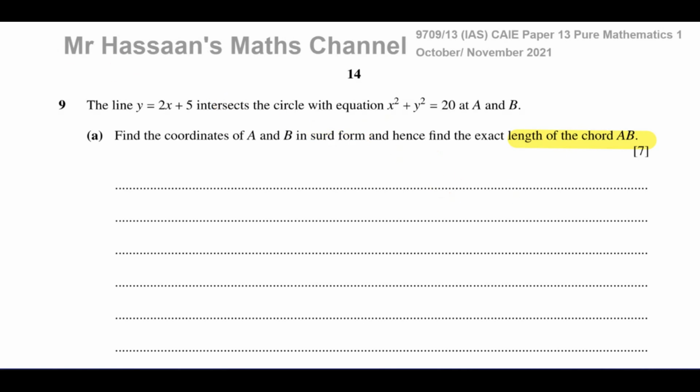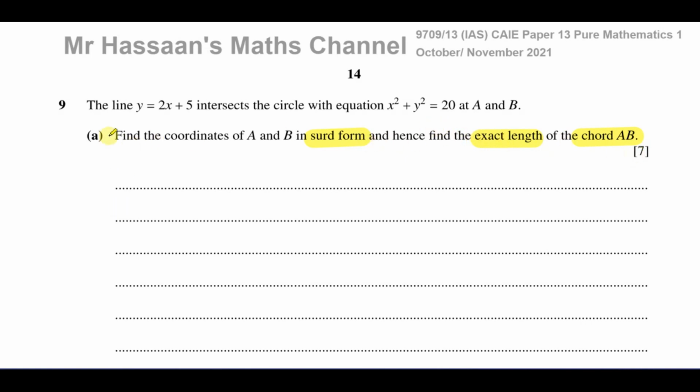So make sure you take a few seconds to read the question carefully and underline. I don't think you can use the highlighter in the exam, but underline some key points. Find the coordinates of A and B, surd form. So that's in your head now, and when you answer the question you know that you're not going to round it to 3 SF. You're going to leave it in exact form. And then find the exact length of the chord AB. So you know that there's something else to do.